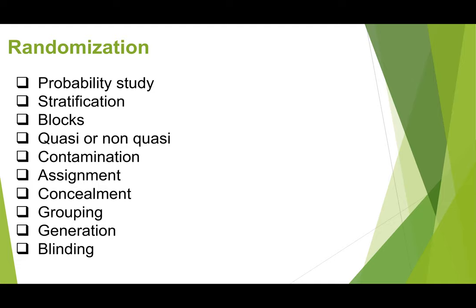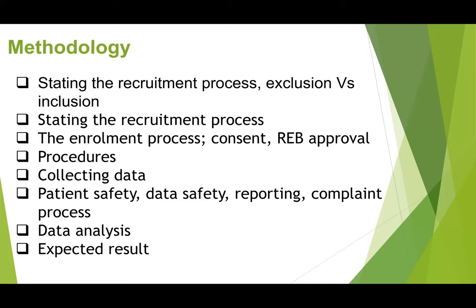So you need to remember the contamination of your sample, and then the assignment, the concealment, how you did the assignment, how you did the concealment, how you do the grouping, how you do the generation, how you are blinding. All this should be mentioned when you write your protocol about randomization.